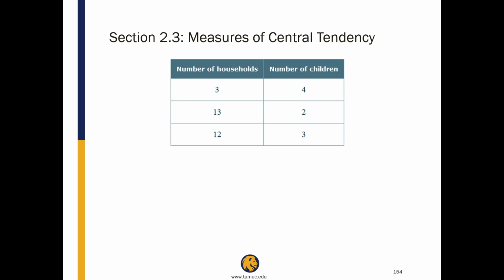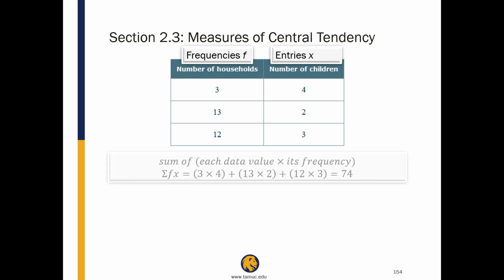So let's take a look at the numbers again, and we're going to make sure to recognize that the first column represents the number of households with those particular numbers of children. So that's going to represent the frequencies, which we're going to let the letter F stand in for each of those. Each entry for each category here would be given by the letter X, so the 4, 2, and 3. Those are going to take the place of X when we do the calculations.